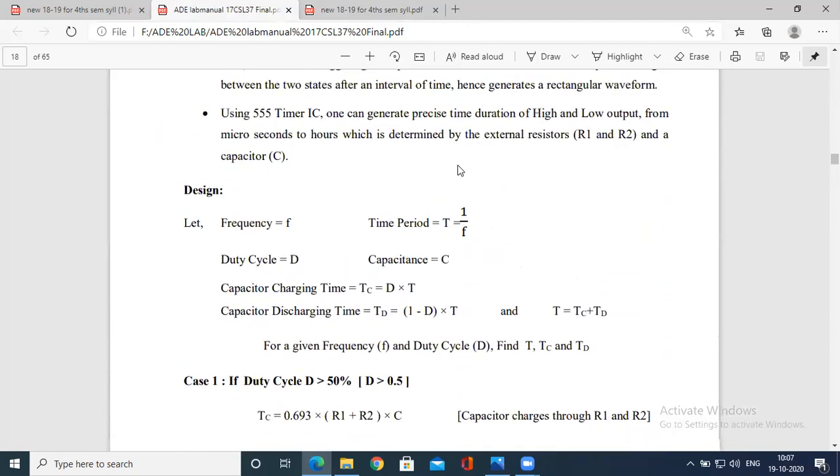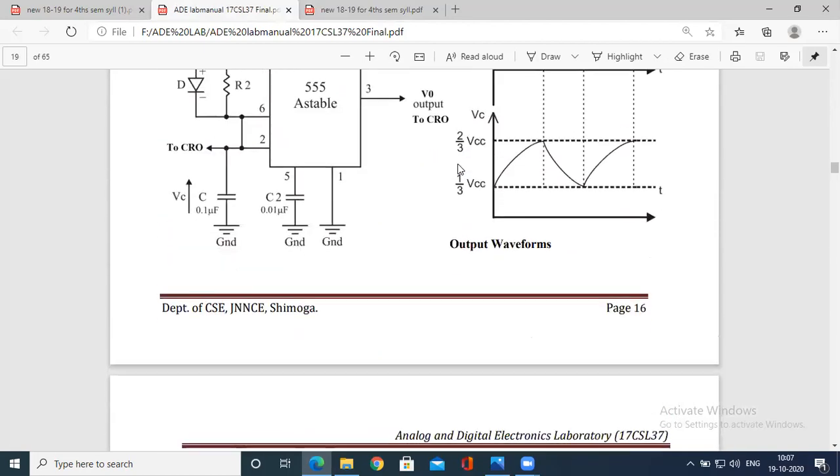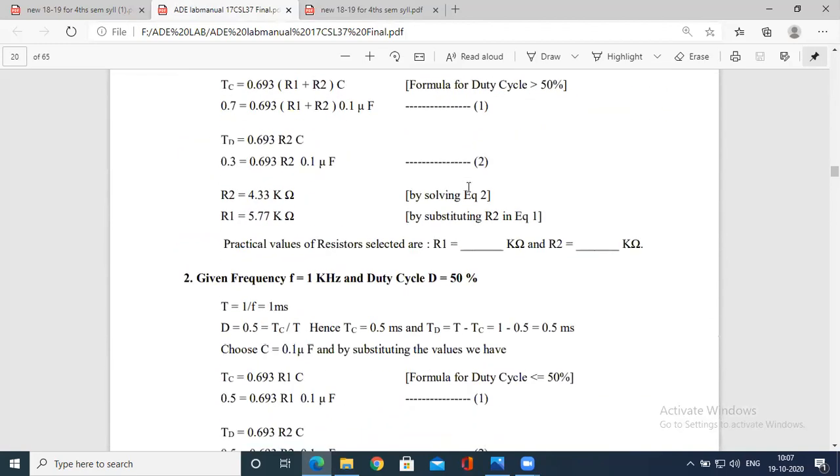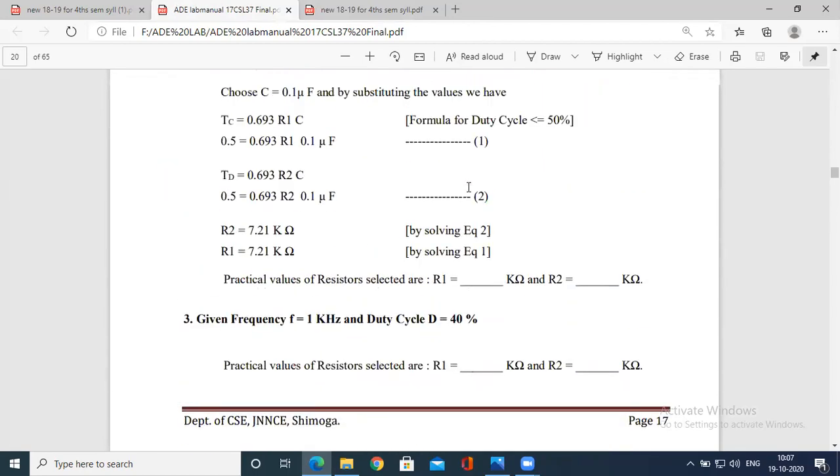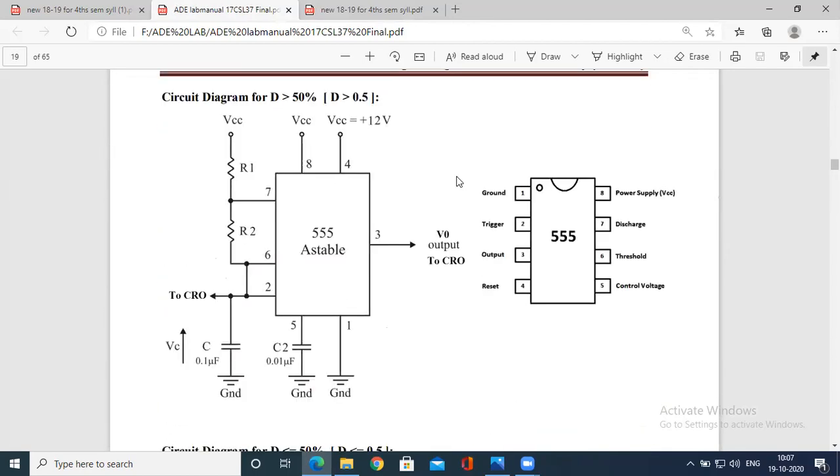So you could see the background of a 555 timer, and the various pins on it. It is an 8-pin IC. Pin 1 is always connected to ground. Pin 8 is always connected to the power supply. Discharging always happens through pin number 7, and any discharge connection that you make is connected to pin number 7.